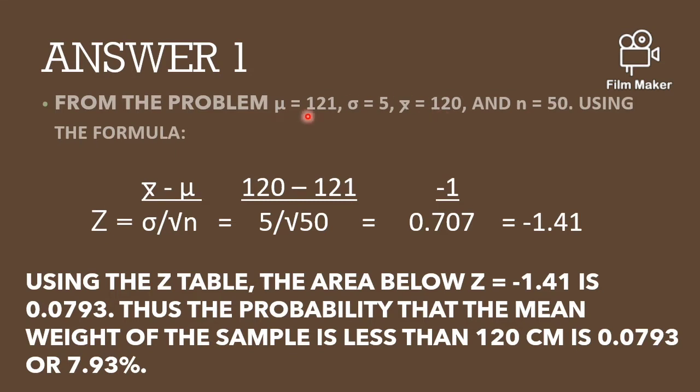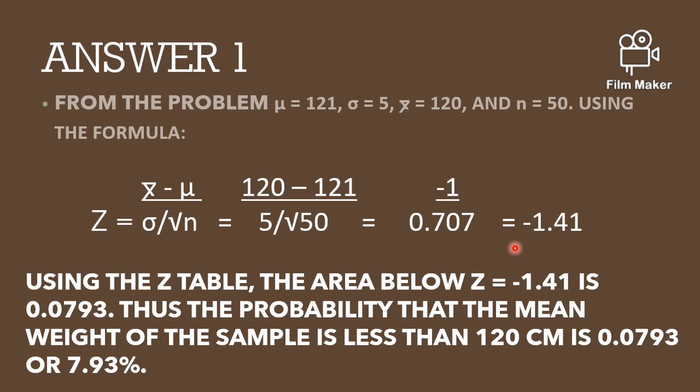So, isa-substitute natin yung 120 minus 121 divided by 5 over square root of 50. So, 120 minus 121 magiging negative 1 siya. So, 5 divided by square root of 50 is 0.707. So, pag dinivide natin siya, ang value ay negative 1.41.